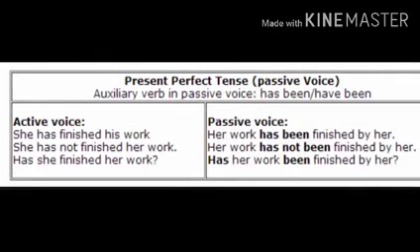Next, present perfect tense. She has finished her work. Her work has been finished by her. She has not finished her work. Her work has not been finished by her. Has she finished her work? Has her work been finished by her?